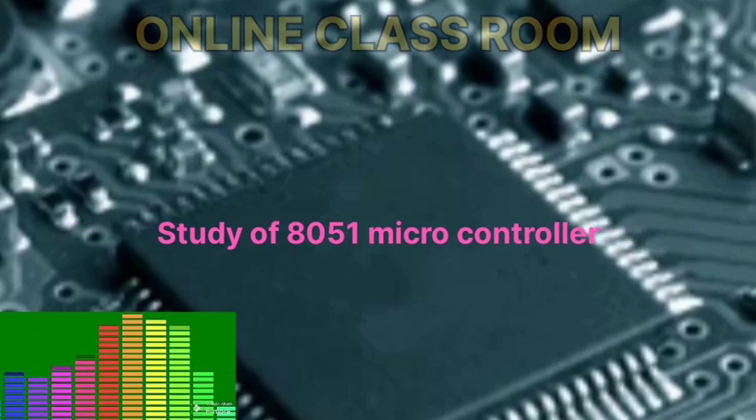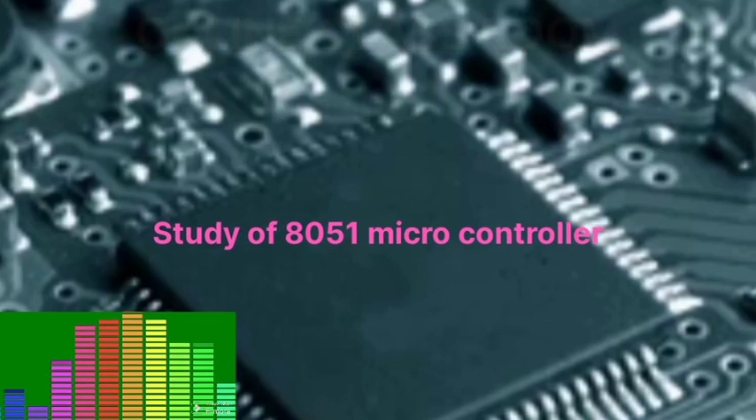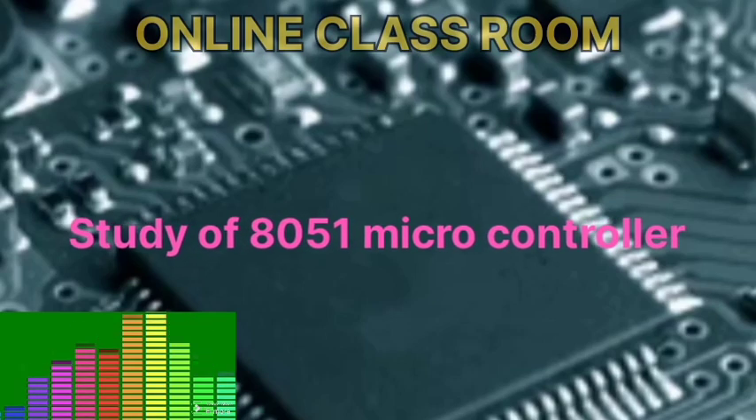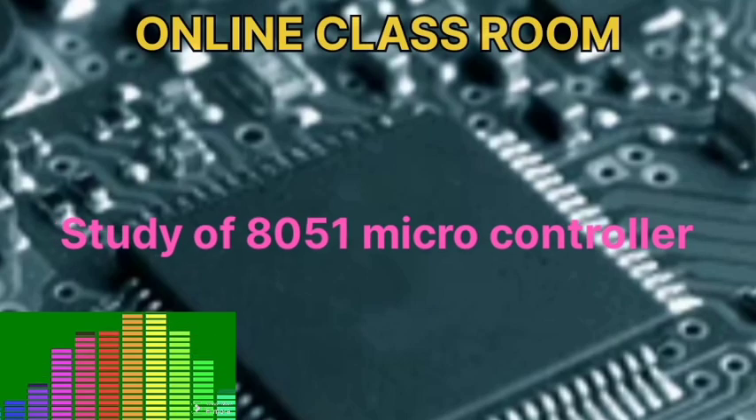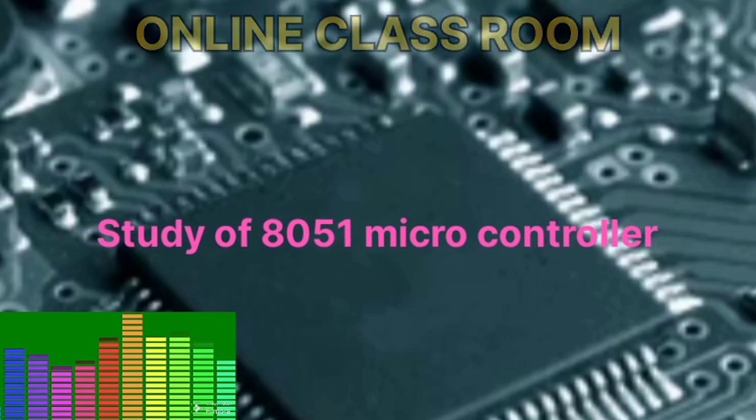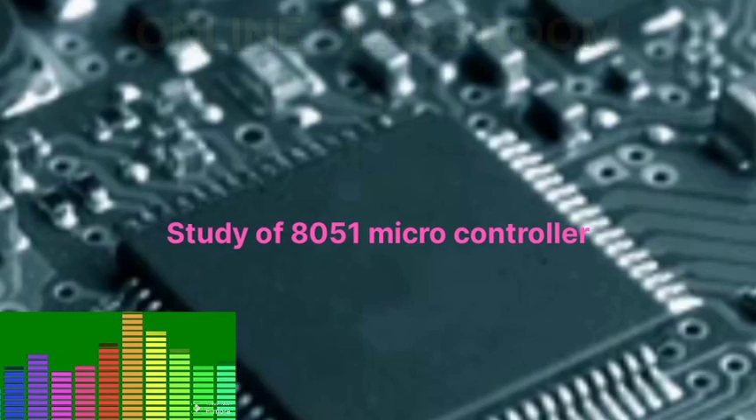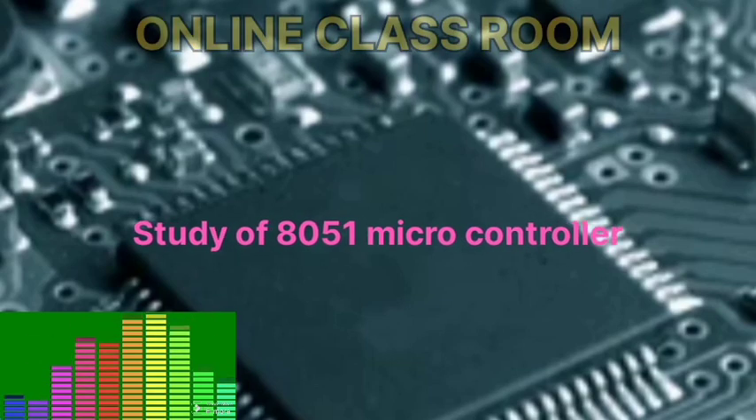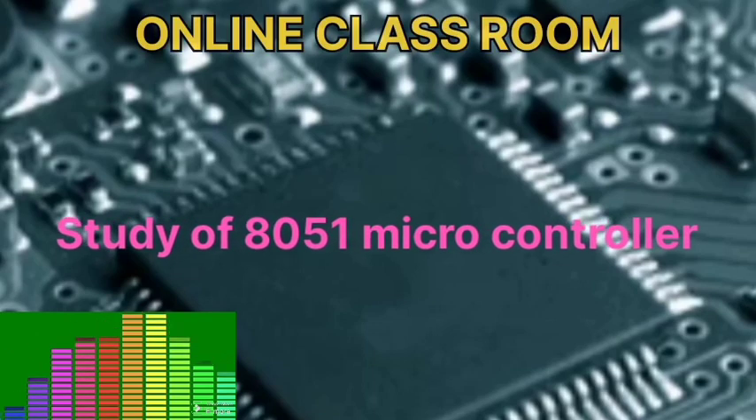Next one is interrupt structure of 8051 microcontroller. The 8051 microcontroller has an interrupt vector for each interrupt source, which contains the address of the corresponding interrupt service routine (ISR). When an interrupt occurs, the microcontroller saves its current state, retrieves the ISR address from the interrupt vector, and executes the ISR. After the ISR completes its operation, the microcontroller resumes the interrupted task.